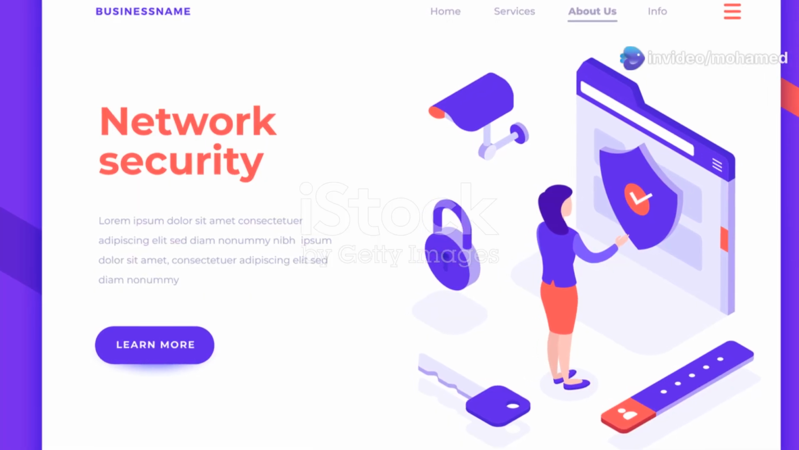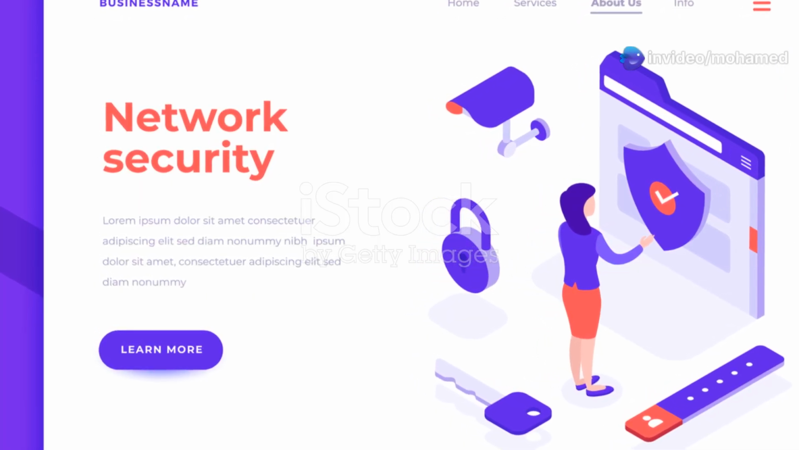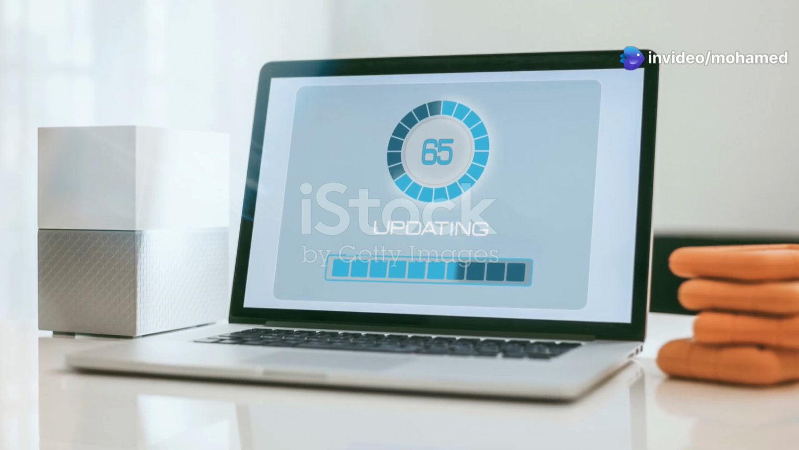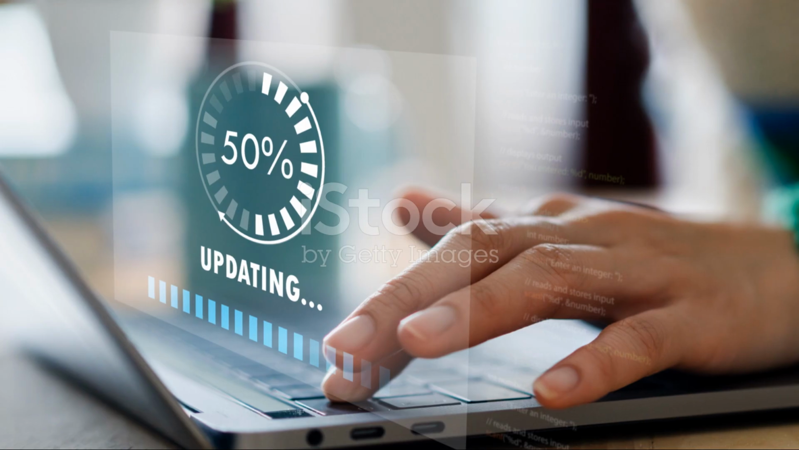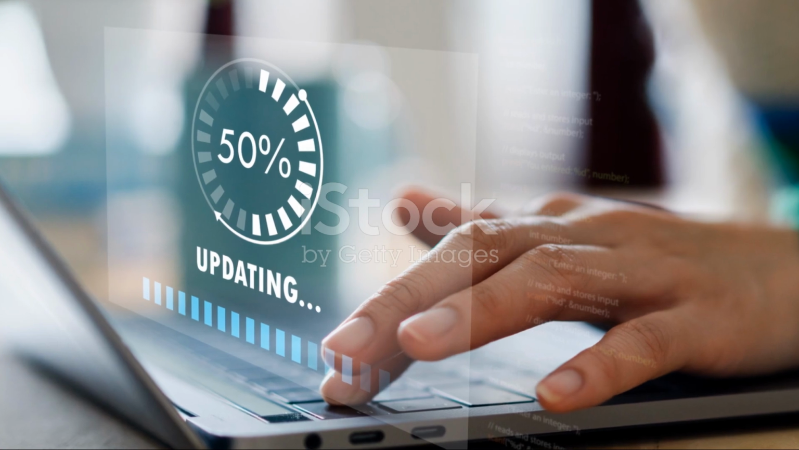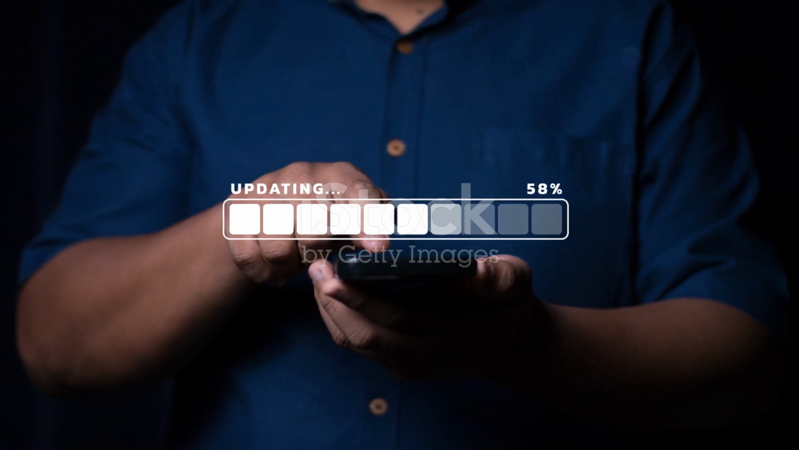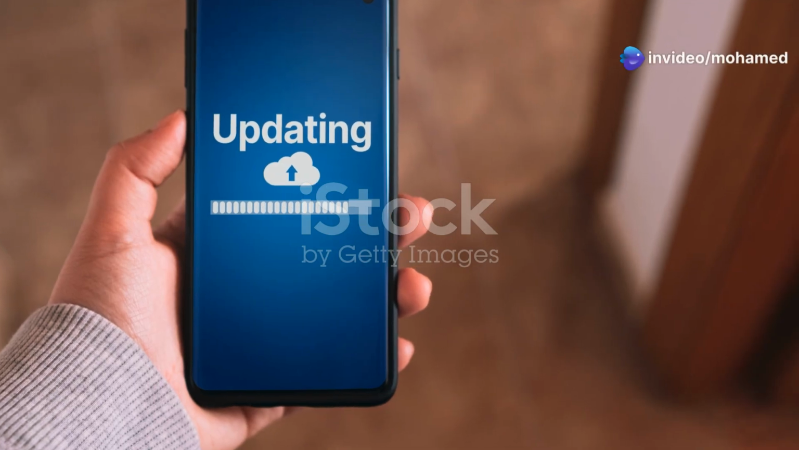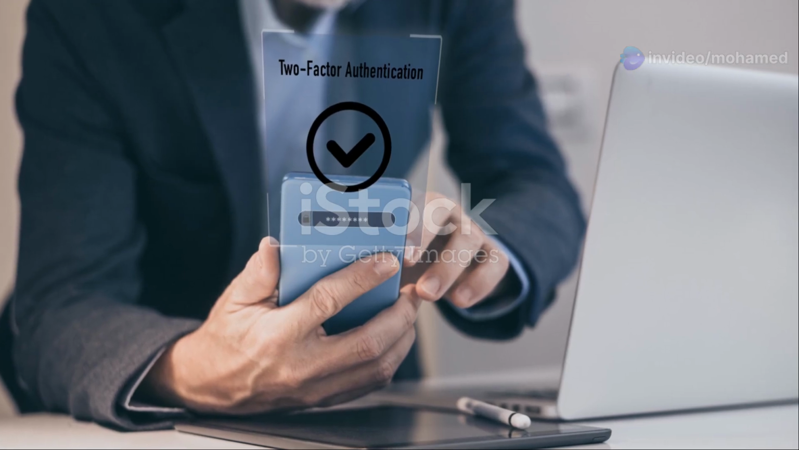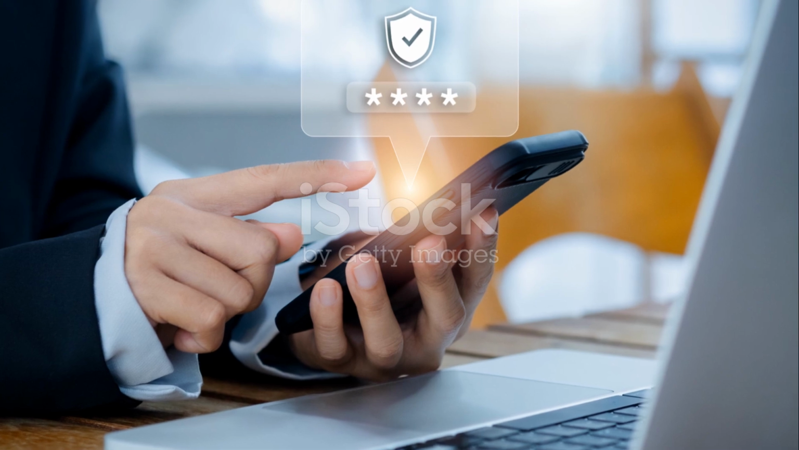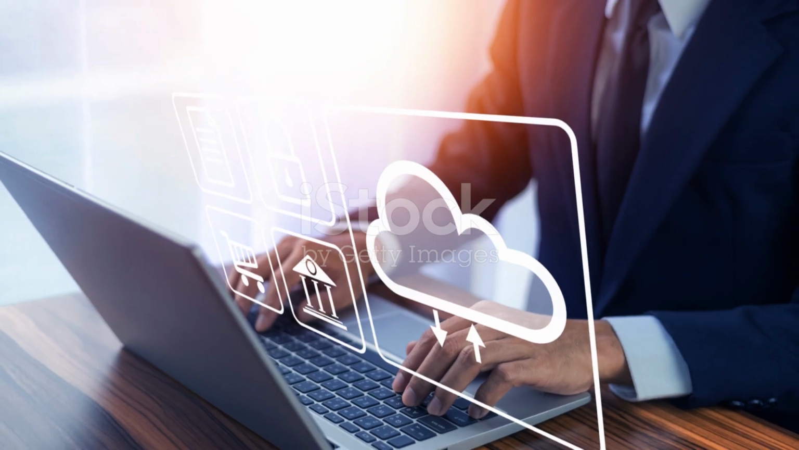Preventing rootkit infections is always preferable to dealing with the aftermath. Here are some essential tips to bolster your defenses. Keep your software updated. Regularly updating your operating system, applications, and antivirus software patches vulnerabilities that rootkits exploit. Use strong passwords and multi-factor authentication. Strong passwords and multi-factor authentication make it significantly harder for attackers to gain initial access to your system.